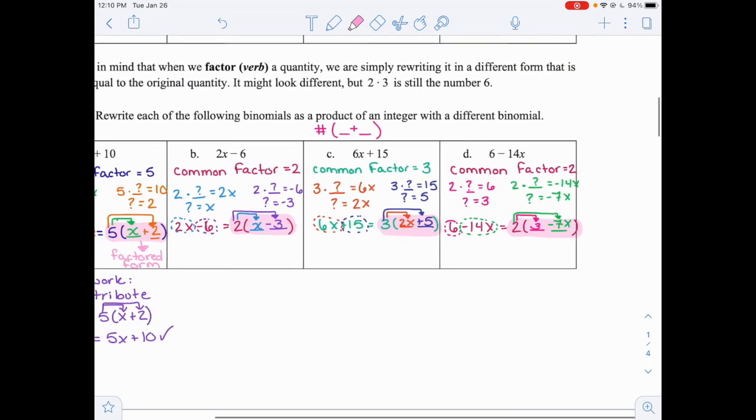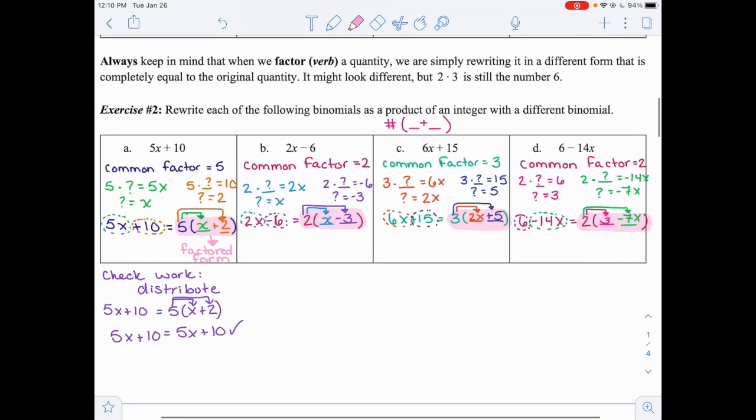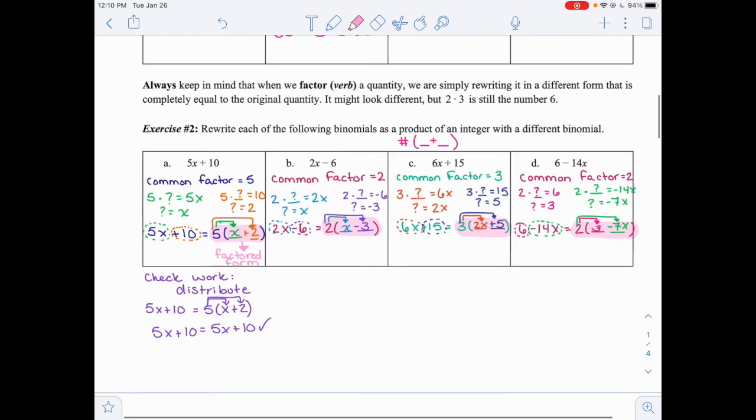So those are examples where the common factor is just a number, and that's about as simple as it can get. We are going to now look at examples where the common factor can be both a number and a variable as a monomial. So we're going to see that on the next page. If you need to take a second to write this down, make sure you pause the video and copy it down.